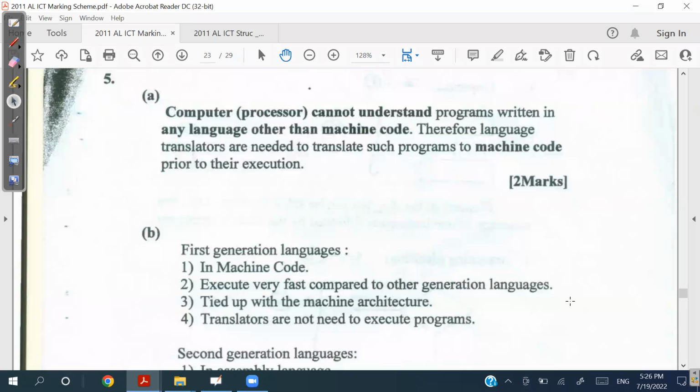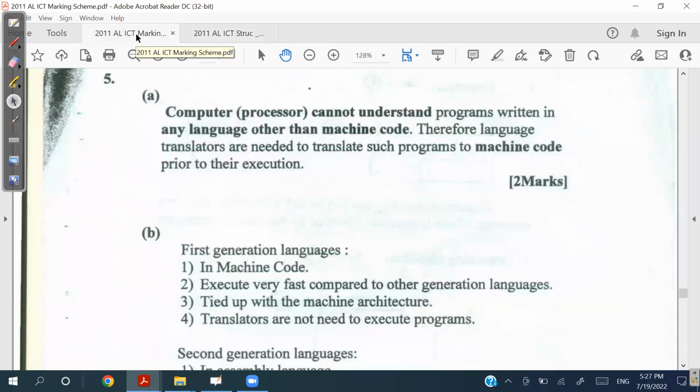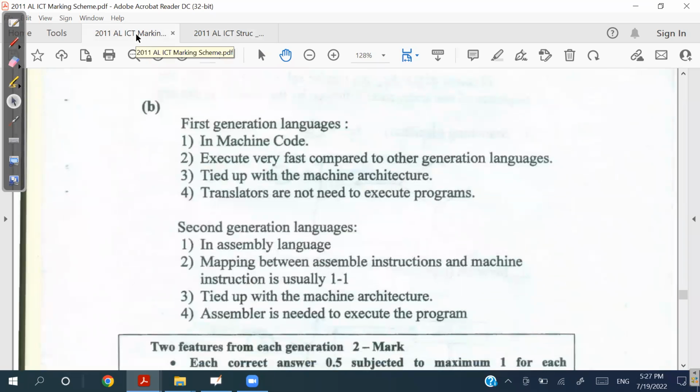All right, and the next question is: give 2 main features for each of the first generation and second generation programming languages. First generation means the machine code. It executes very fast compared to the other generational languages because machine language is the one that is understood by the computer directly. So no need to translate, no time to waste on a translation. Once it is provided, it can be executed directly in the CPU.